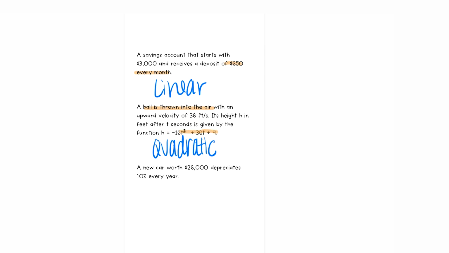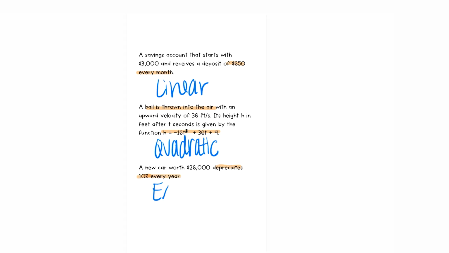For most quadratics, you're given the function and you have to be able to use it to find either the vertex or the x-intercepts in context, which is usually the minimum or maximum height or when the object, in this case the ball, hits the ground. In this last example, the keywords here are depreciates 10% every year. When you're dealing with percentages, this is an exponential function.